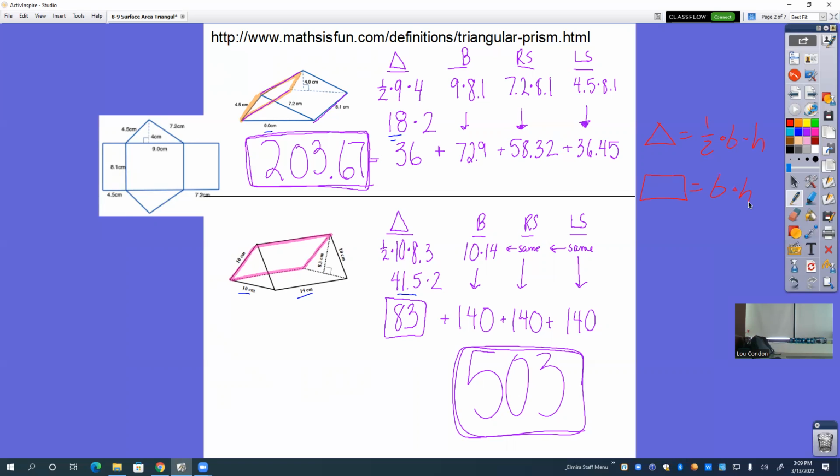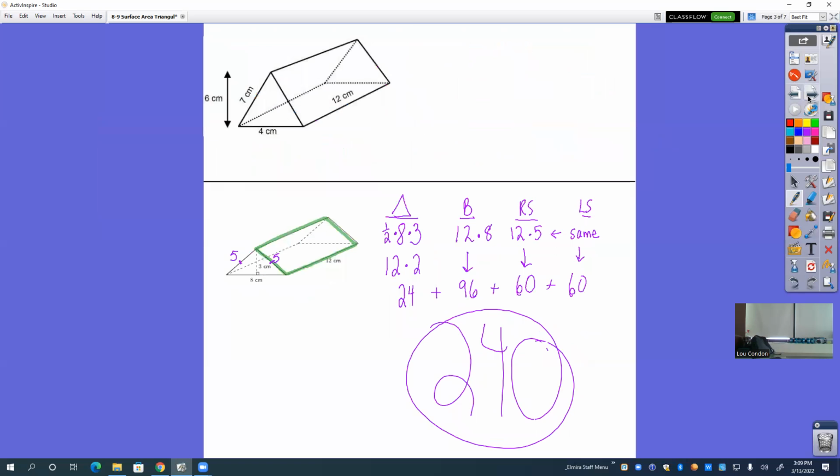All right, let's try a couple more. Again, we have the area of a triangle, 1/2 times 4 times the height of the triangle, which is 6. So 1/2 times 4 times 6 is 12. Then we want to multiply that by 2. So we get 24 here.